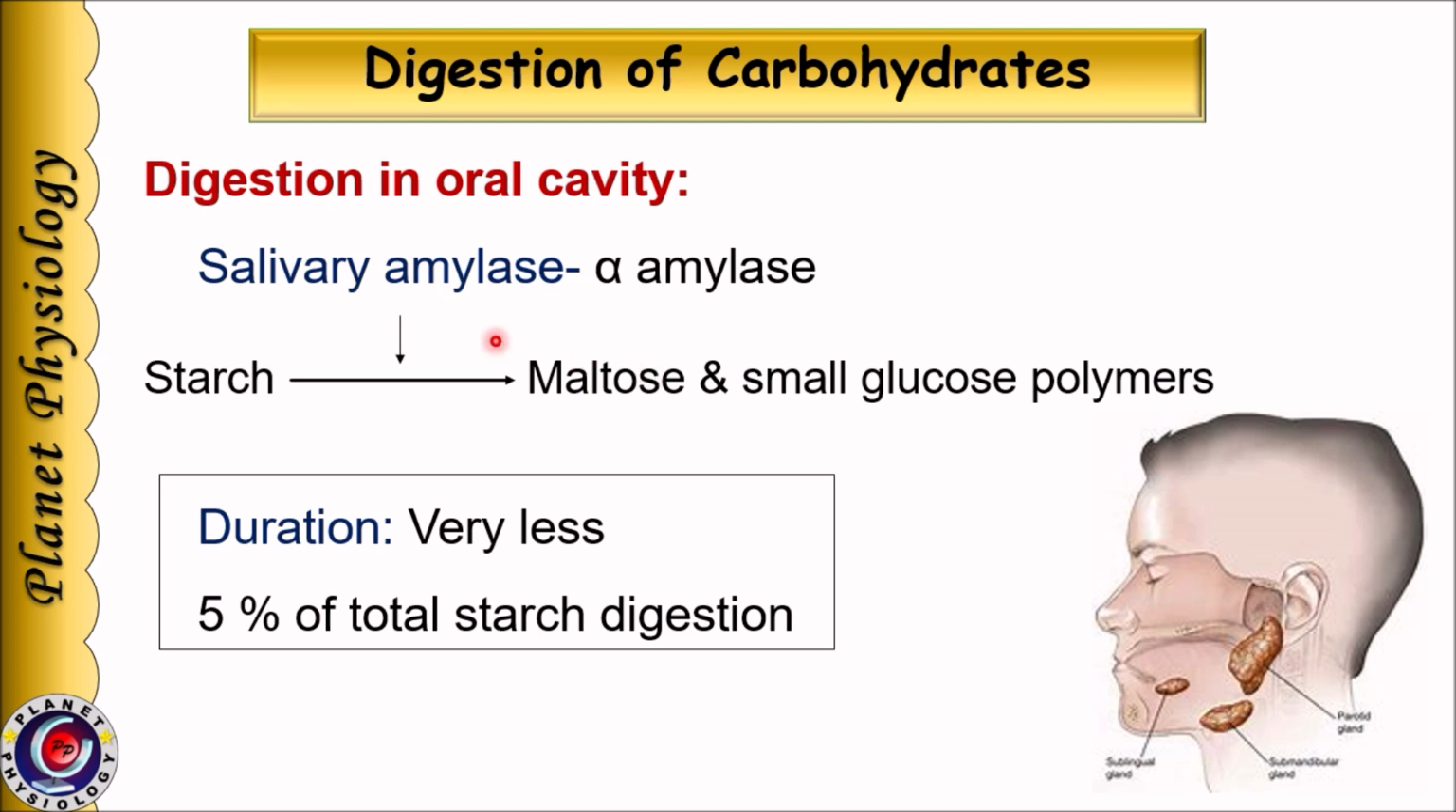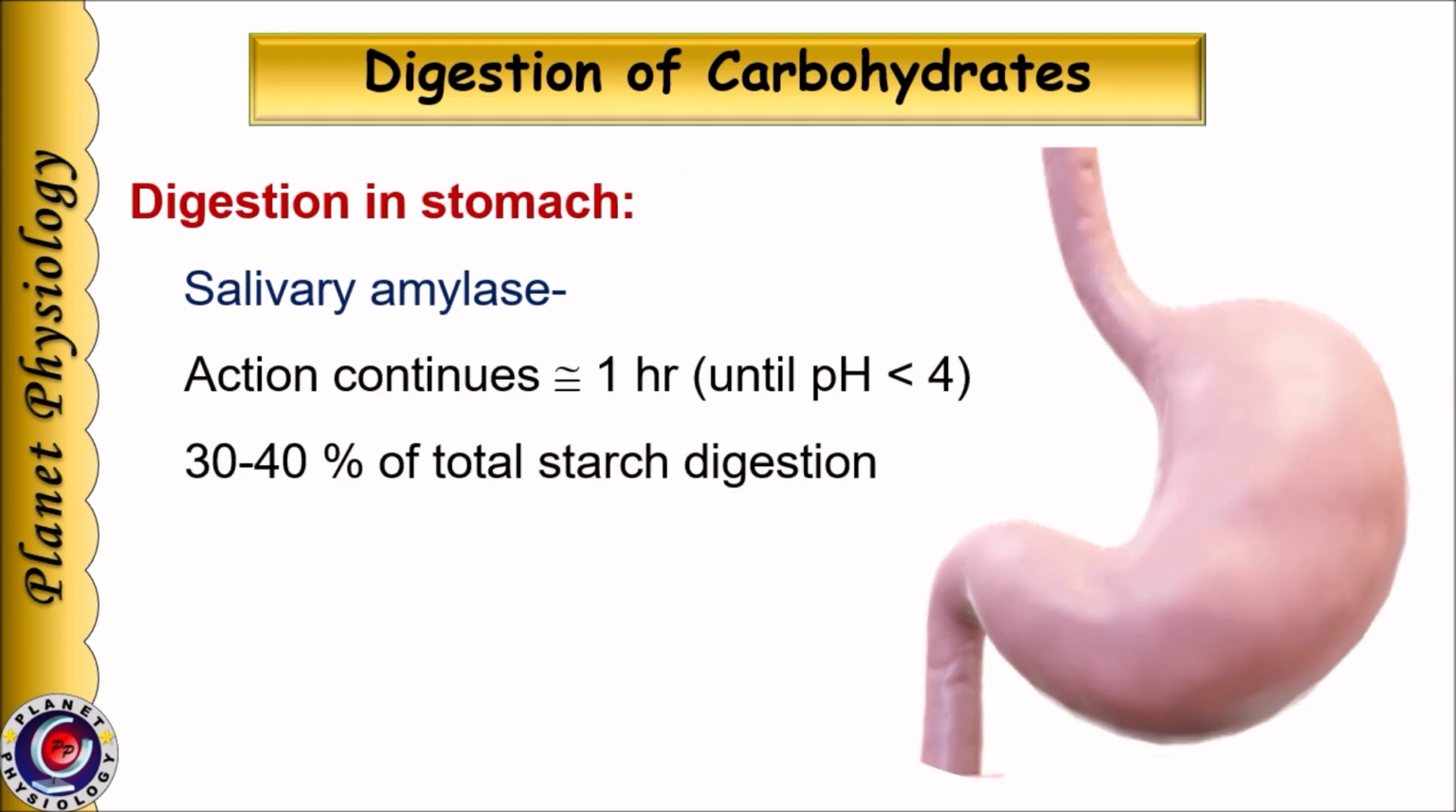Carbohydrate digestion begins in oral cavity due to action of salivary amylase. Basically, it is an alpha amylase which acts on starch to convert starch into maltose and small glucose polymers. As the food remains in oral cavity for very short duration, alpha amylase acts only for short duration and is responsible for 5% of total starch digestion.